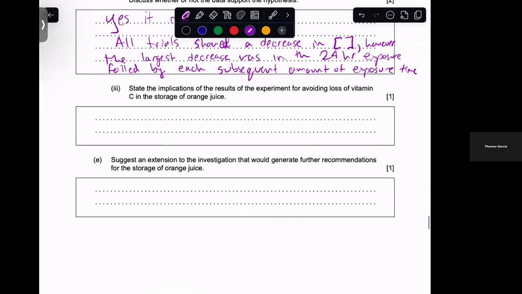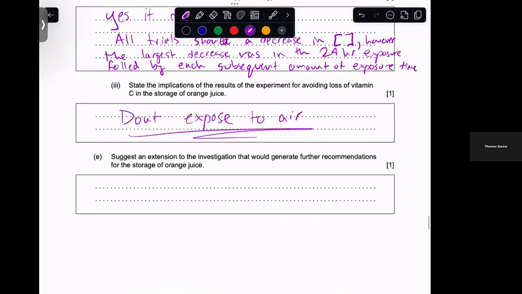All right, moving to 3. State the implications and results of the experiment for avoiding loss of vitamin C. Don't expose it to air. Very clearly, that's what we need to say. Something about don't expose it to air. Storage should be good.